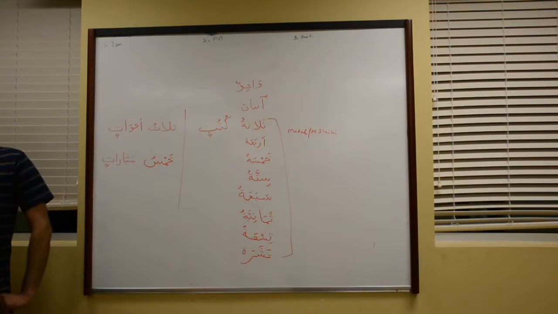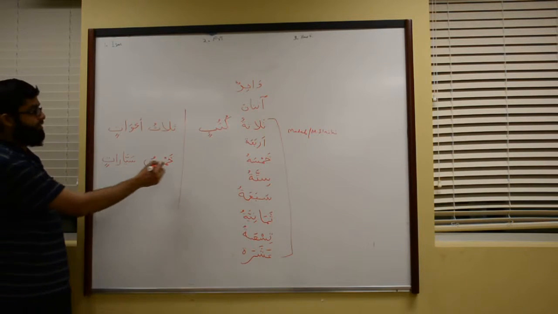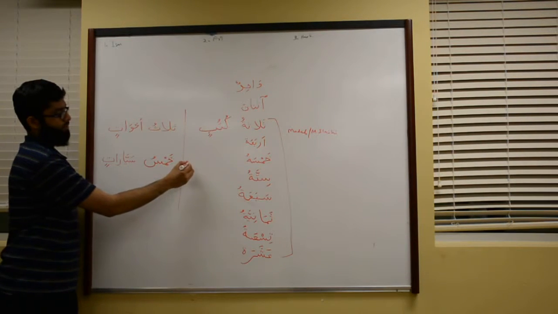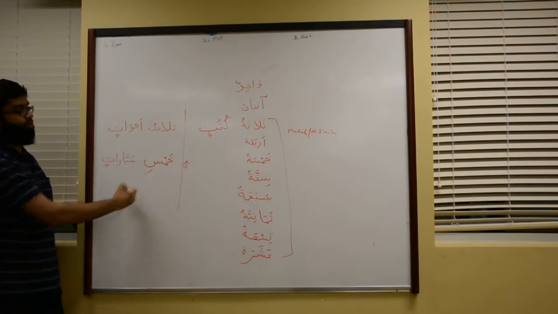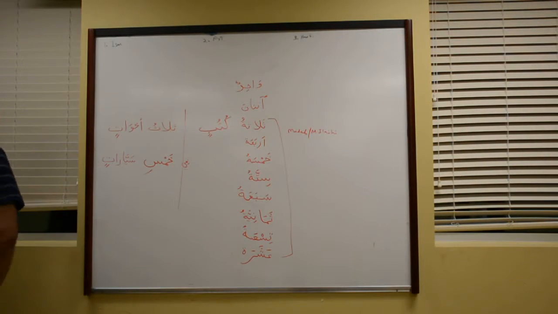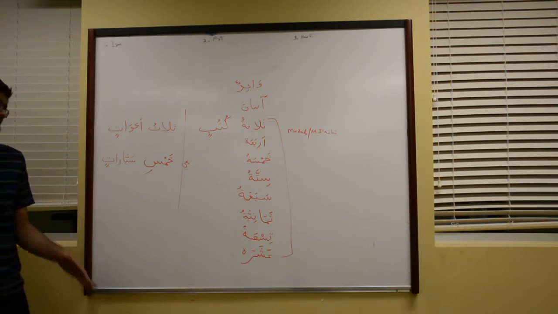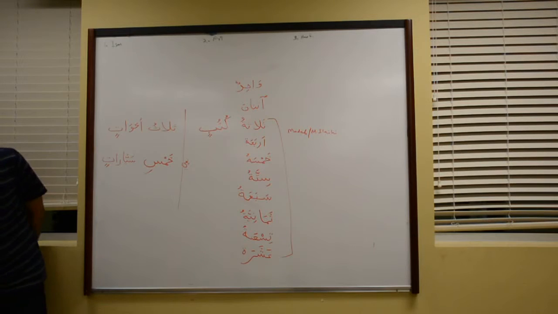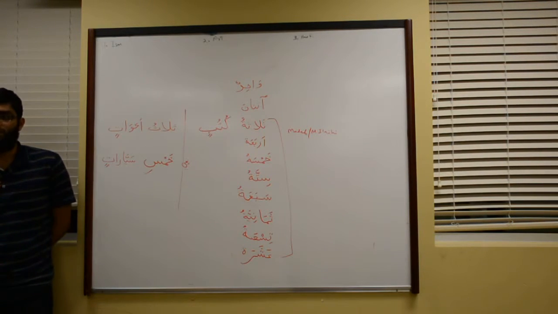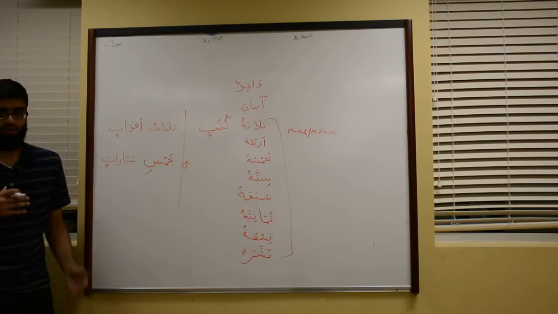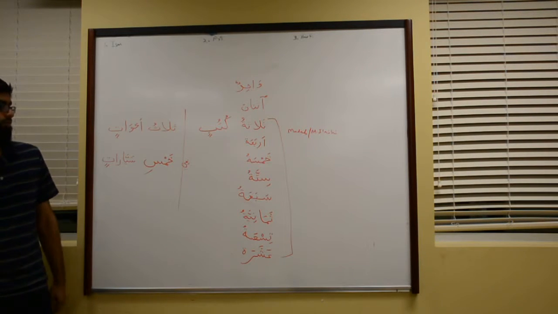Fi khamsi sayyaratin. Why is it khamsi? What happens after the fi? The ism becomes majroor. So you're going to say fi khamsi. Okay? This is heavy stuff, so if you're confused, it's okay. But if you understand this, then you understand the core, something very, very fundamental. Okay?